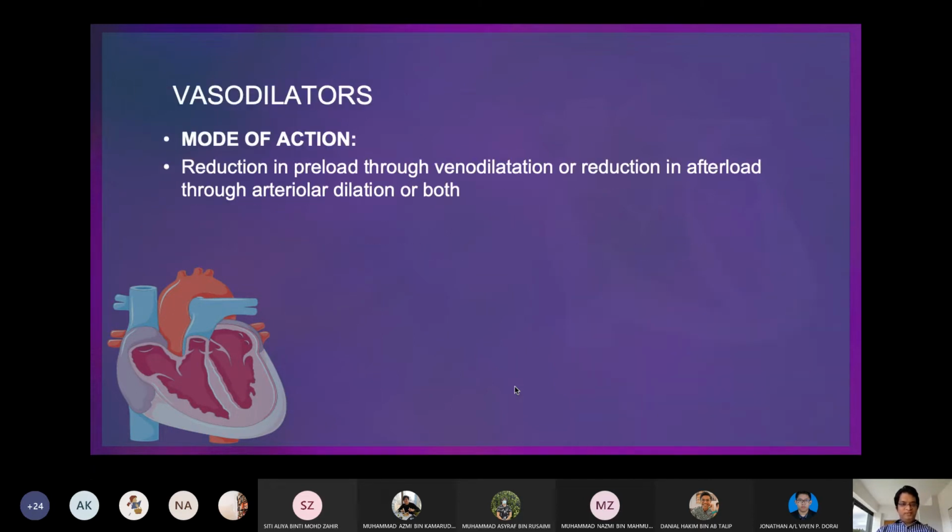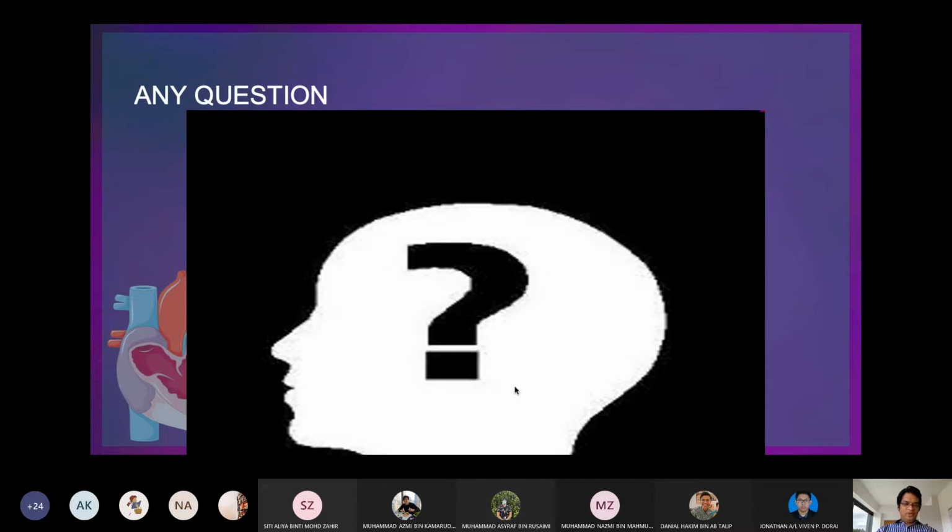So you already know the mechanism. Vasodilators, I think nowadays nobody is using. So that's all about heart failure.